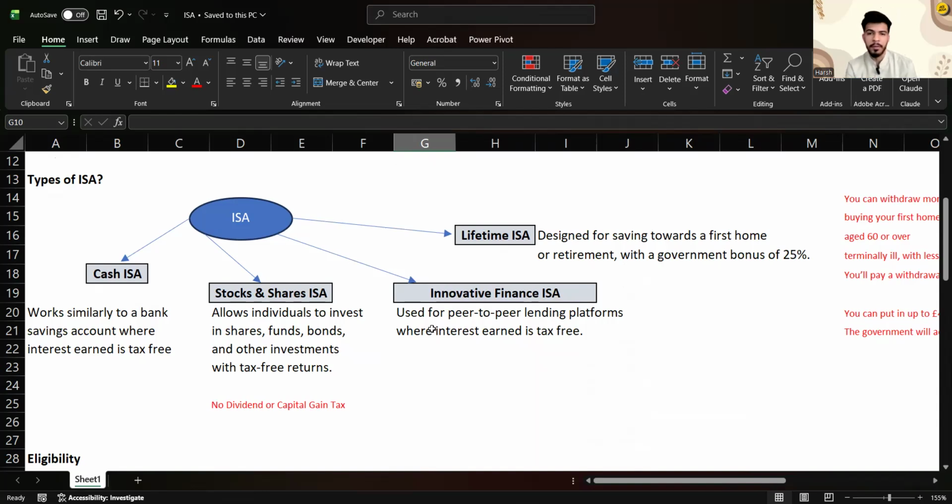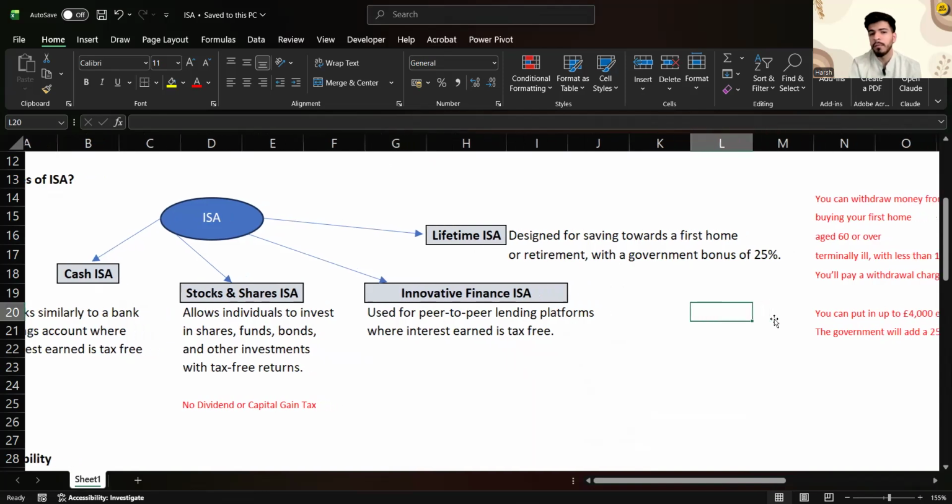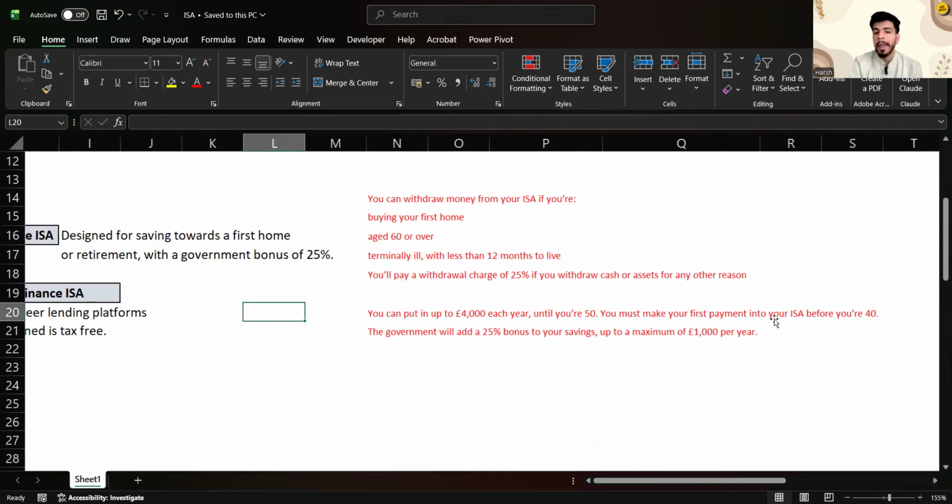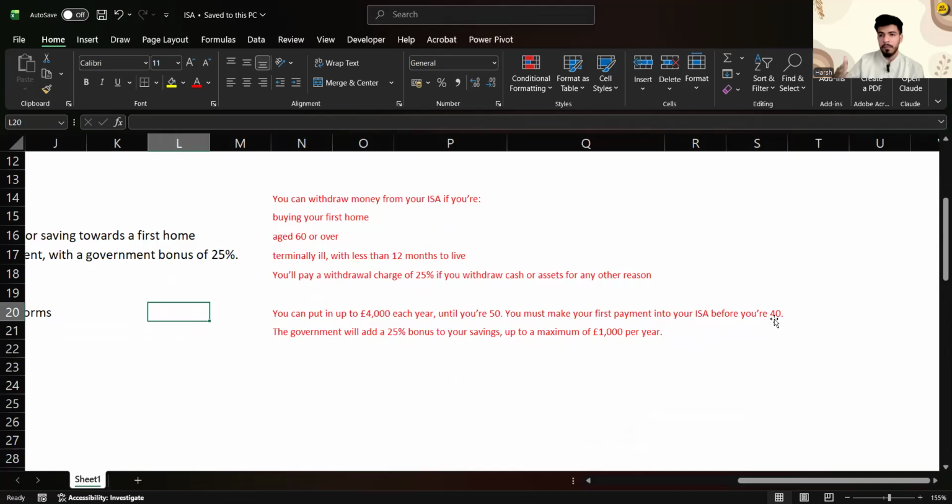Fourth one is lifetime ISA. Lifetime ISA is a special type of vehicle which is designed for savings. So people saving for their first home or retirement can do it via lifetime ISA. There is a limit of £4,000 each year that you could invest out of that £20,000. You can invest £4,000 until you are 50, but you must make your first payment before you are 40, right?